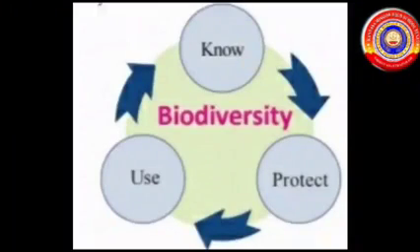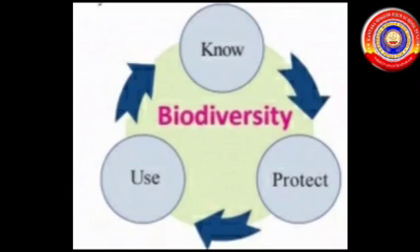Previous class we studied about biodiversity, biodiversity depletion and the Red Data Book. Today we are going to discuss the last part of this chapter. Let's start our class. Children, look at this illustration. What can you analyze from this illustration?